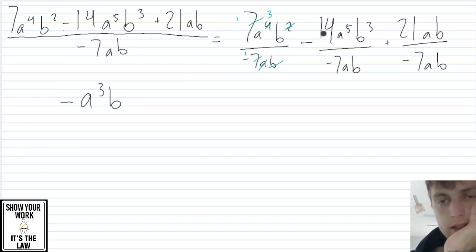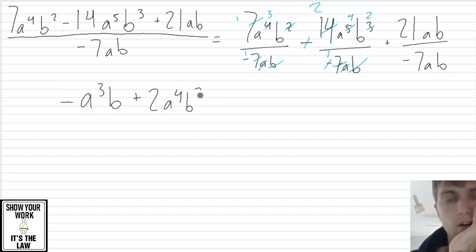And then let's go to the next term. 7 goes into 7 once, 7 goes into 14 twice. We got 5 a's on top, 1 on the bottom. 5 minus 1 means we have 4 left. This one on the bottom cancels. 3 b's on top, 1 on the bottom, which means we have 2 left on top. And then our negatives can actually cancel, which means our next term is going to be positive 2a to the power of 4, b to the power of 2.